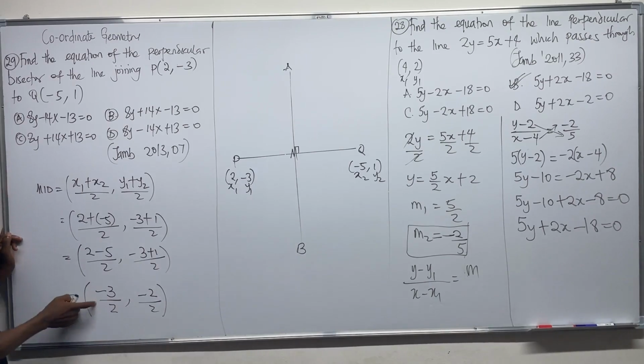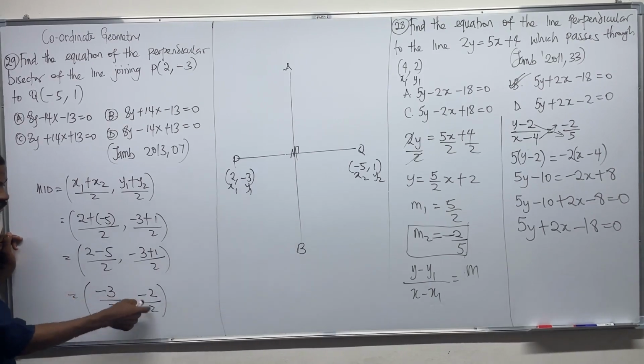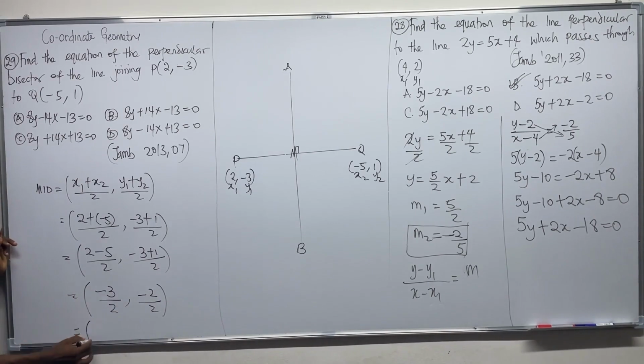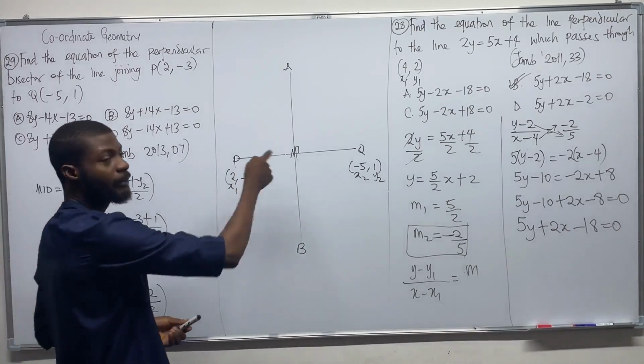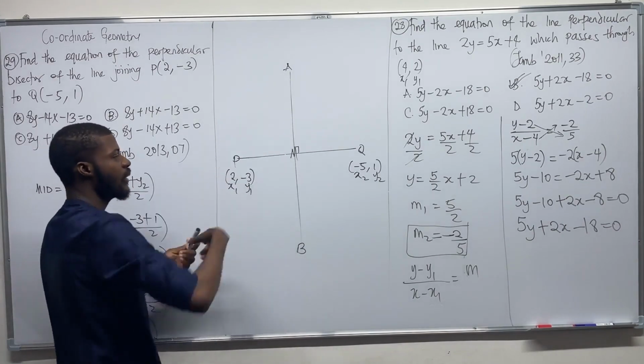Now this part cannot cancel out, so leave it like this. But minus 2 over 2 can cancel out. So we're going to have minus 3 over 2, comma, minus 1. Beautiful indeed. Now we've been able to get the midpoint. So we now have a point of this very line. We have a point.